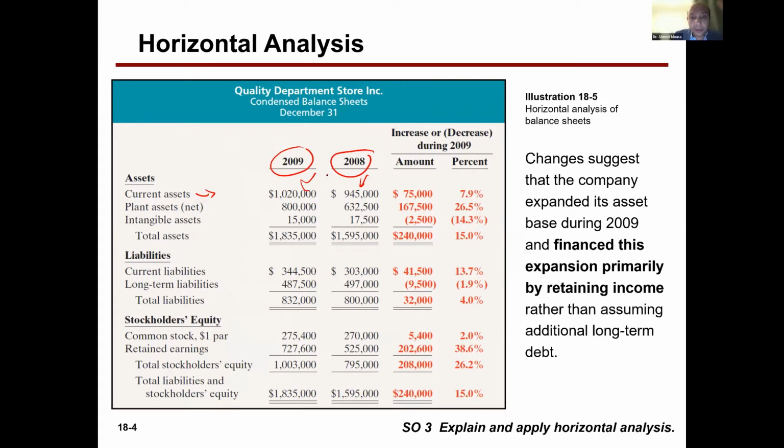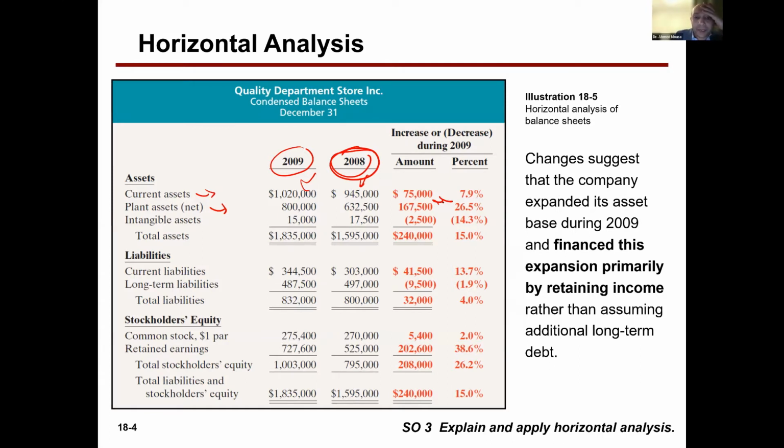Is it good or bad? You can see that the difference here is 75,000, but you need to convert this into a percentage. How can we do this as a percentage? You divide the difference over the base year. The base year here is 2008. It shows that there is an increase in the current assets of 7.9%. What about the plant assets, the equipment and the buildings you had? So it increased by 26% over the year.